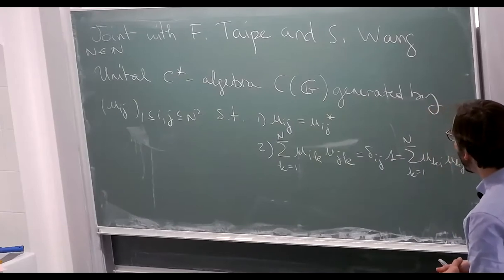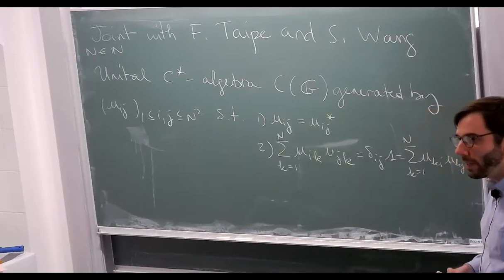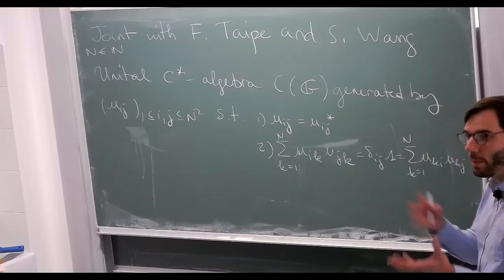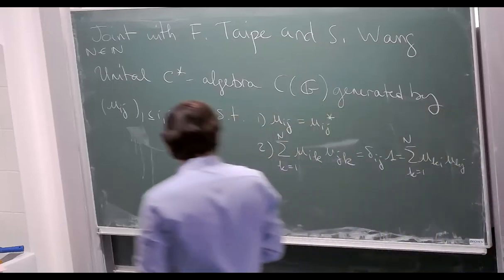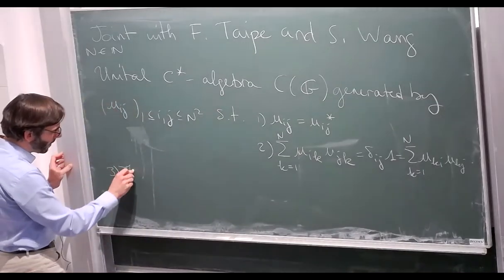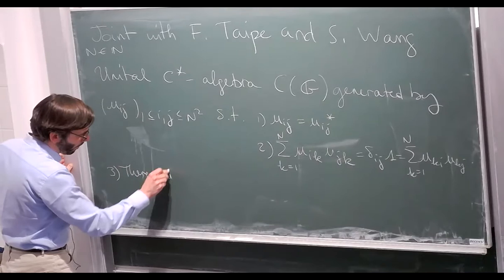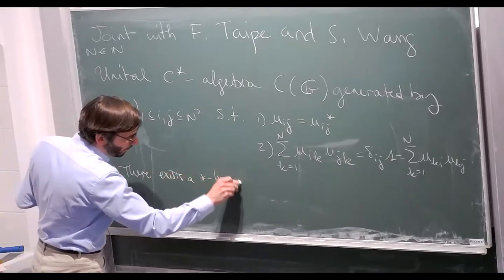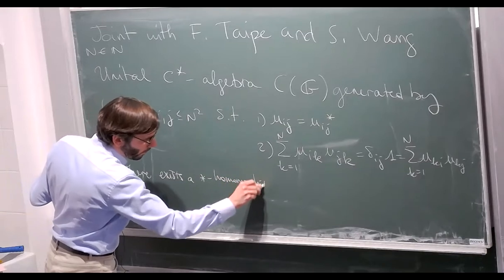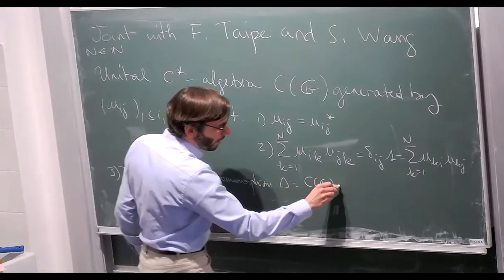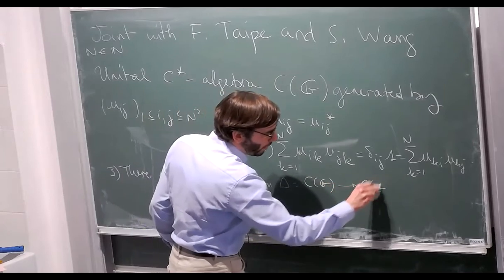And now we need a group structure. So we need something telling us that that non-commutative set of matrices is somehow stable under some operation. And this will be condition 3, which tells us that there exists a star homomorphism delta from C of G to C of G tensor C of G.